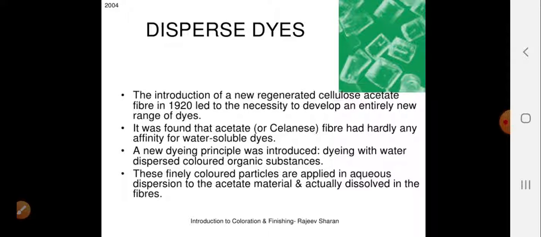This was first introduced in the year 1920, and an entirely new range of dyes was developed. It was found that acetate fiber had hardly any affinity for water-soluble dyes. So a new dyeing principle was introduced, dyeing with water-dispersed colored organic substances. These finely divided colored particles are applied in aqueous dispersion to acetate materials and actually dissolve in the fibers.